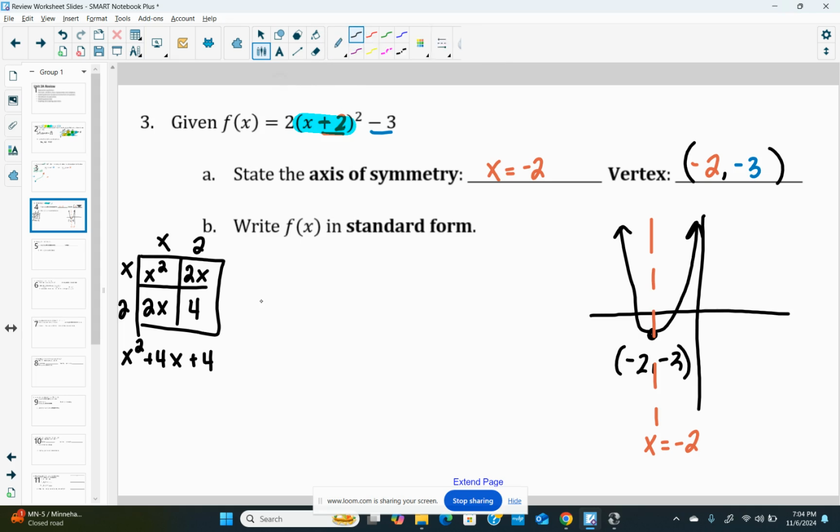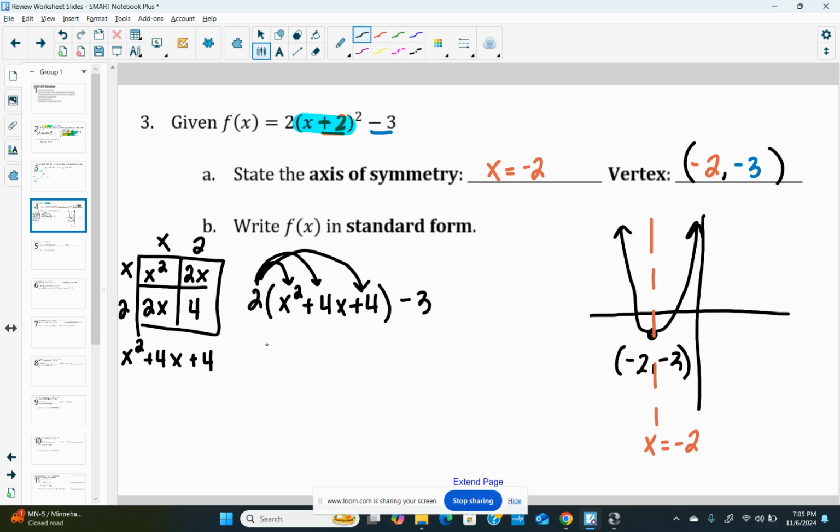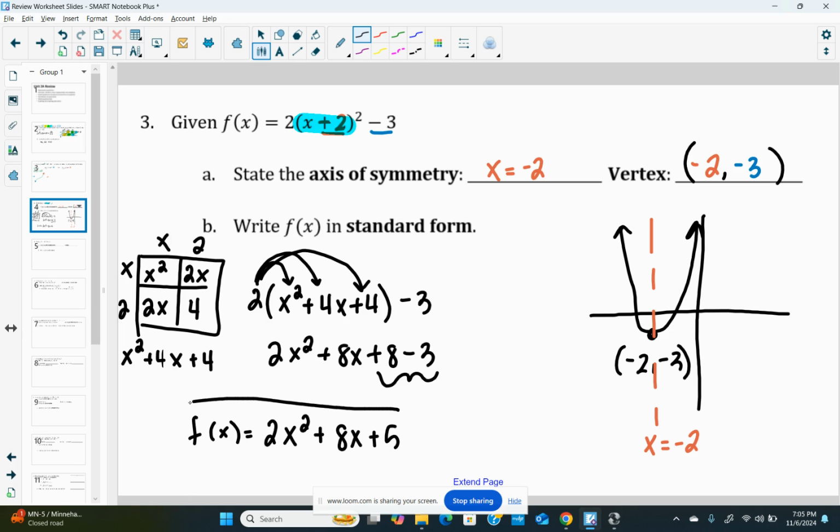So we still have 2 times that x squared plus 4x plus 4. And we have the minus 3. So then we'll distribute the 2 into all 3 of these pieces. So we have 2x squared plus 8x plus 8. And then we have the minus 3. And then these are like terms. So we would get 2x squared plus 8x plus 5 as our standard form. So f of x equals that. So here's your standard form, vertex, and axis of symmetry.